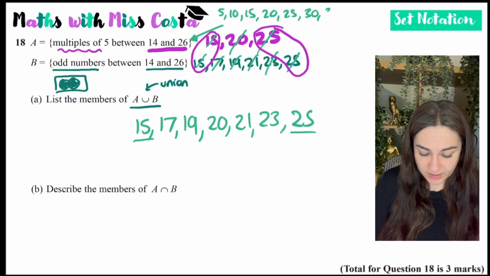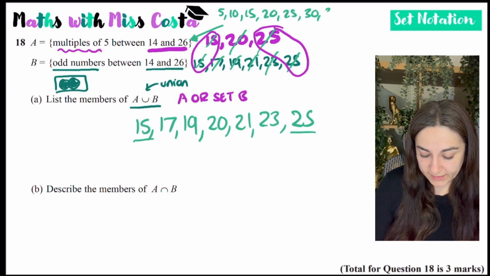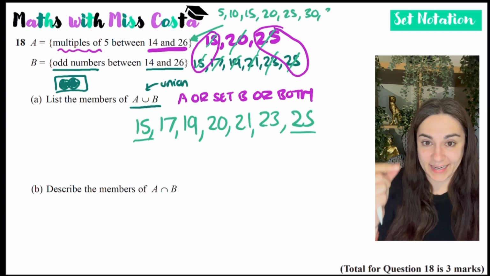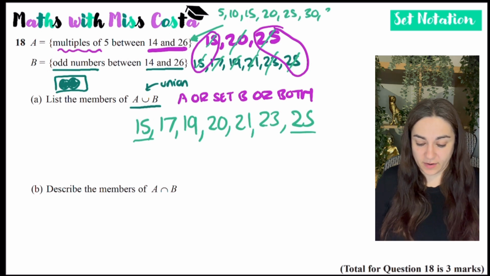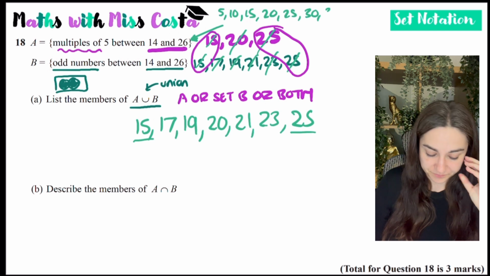So the union essentially means what is in set A or set B or both. So essentially every single number that is in set A and set B and anything that's in both of them as well. So all of these numbers is everything that is included in set A and B.